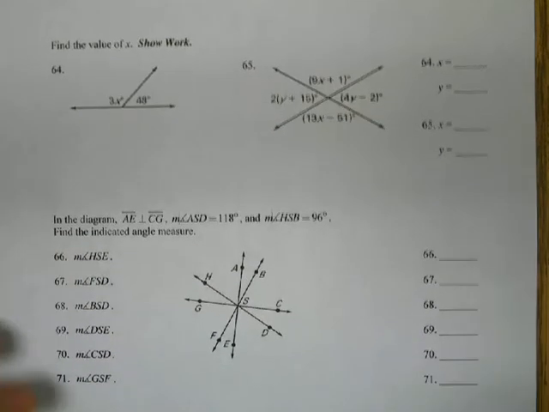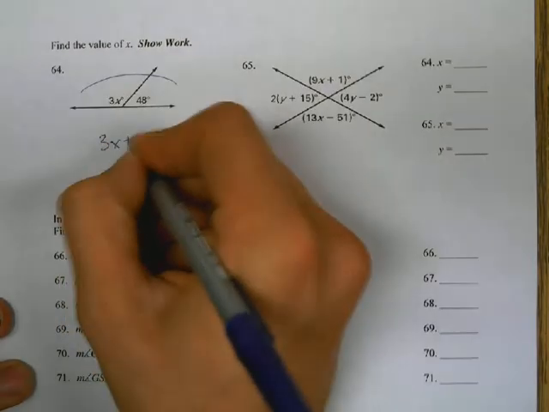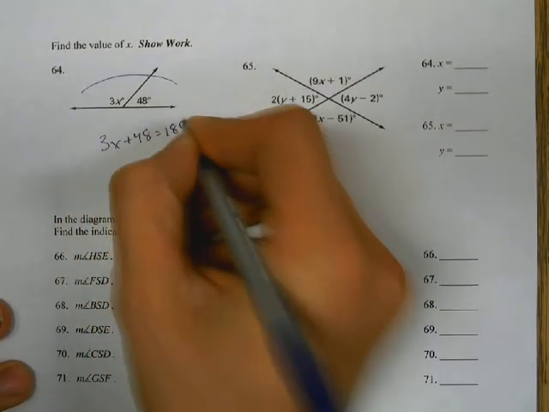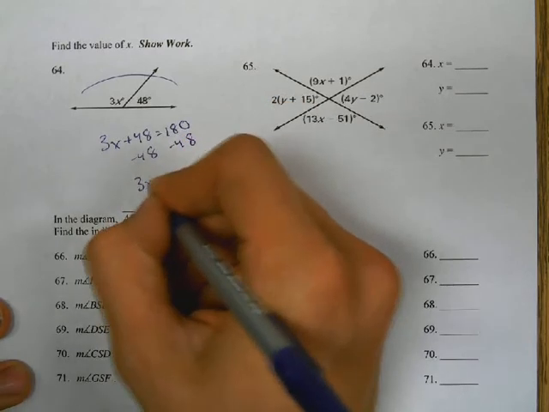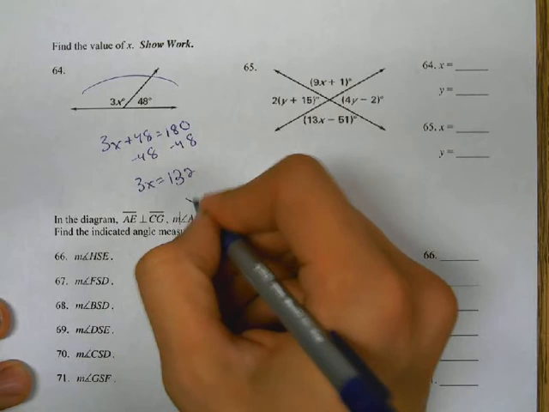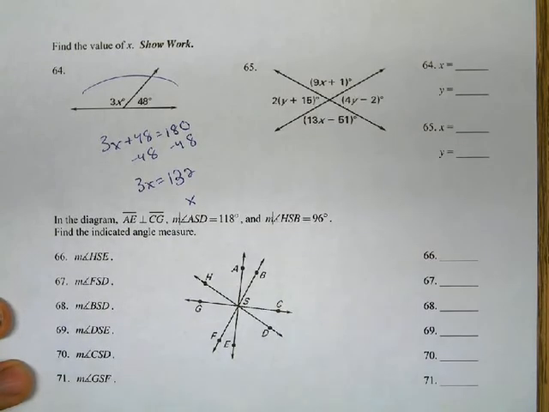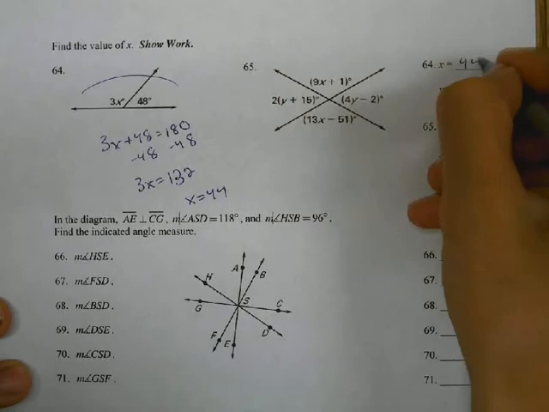Find the value of x. So we've got a linear pair. We've got 3x plus 48 is equal to 180. Pull that 48 from both sides. You'll get 3x is equal to 132. And then x, kind of have to check this one, x is going to be equal to 44. Doesn't have a y, don't let that fool you.